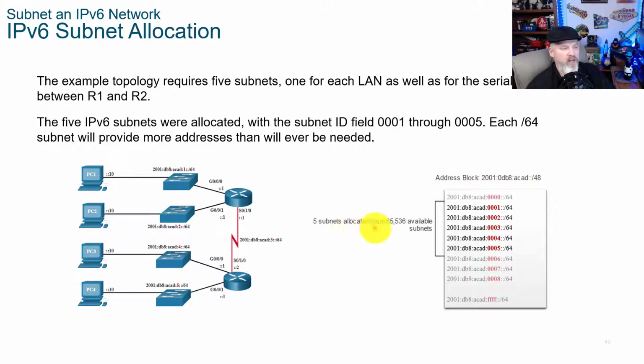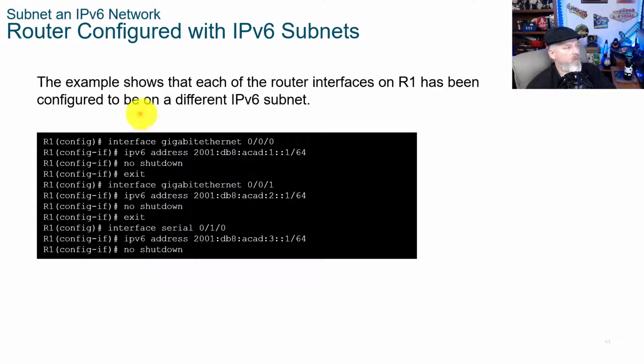The 5 subnets allocated out of the 65,536 available are given right here. When we configure a router with v6, the example below shows that we do our interface gigabit Ethernet, IPv6 address. We put in our address /64, do the no shutdown to bring the line up. We can set our interface gigabit there. And if we notice here, this one's ACAD 1, this one's ACAD 2, and this one's ACAD 3. So we set all 3 gigabit Ethernet connections with separate subnets.